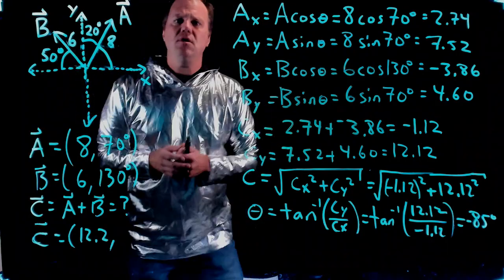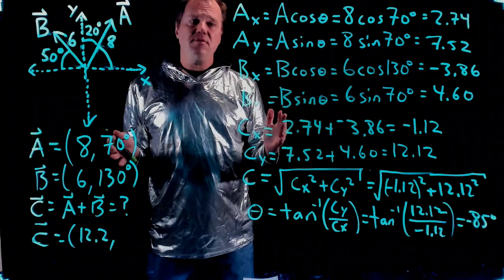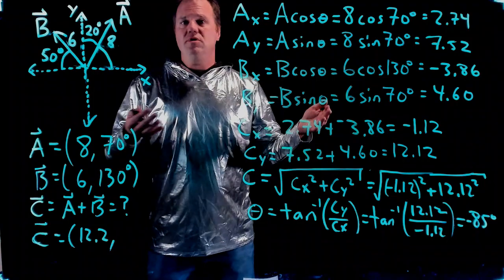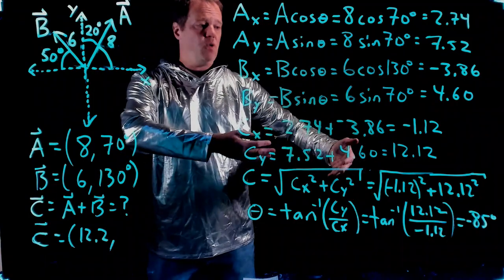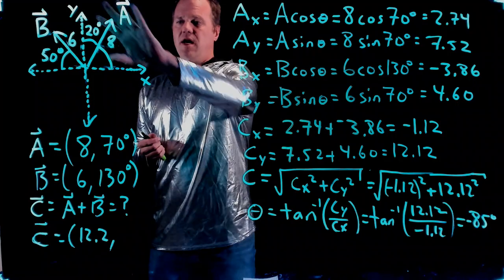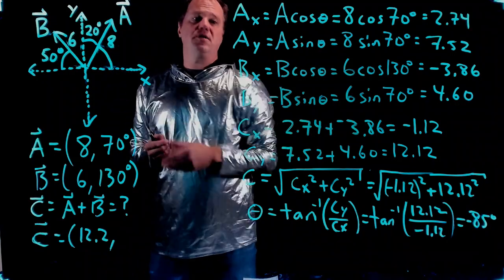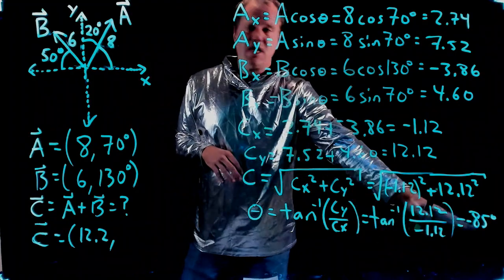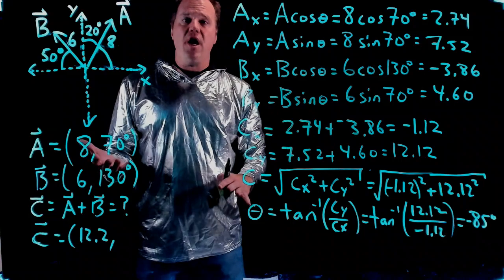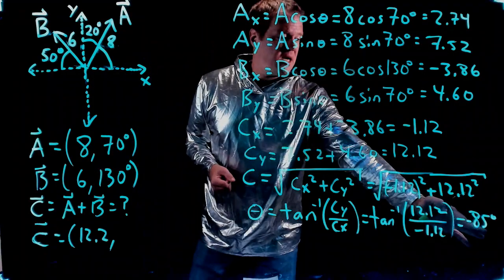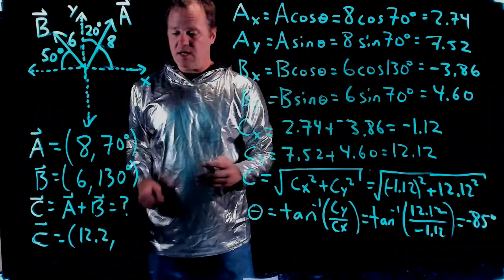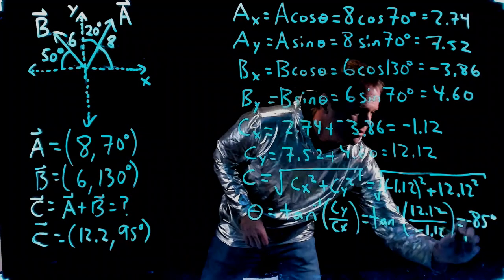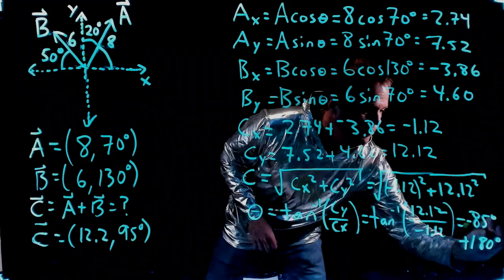So what happens is when you use inverse trig functions, sometimes they give you wrong answers. You're basically telling your calculator, give me an angle whose tangent is this. And it just picks one arbitrarily, and it always picks in this region here with positive x components. So when you have a negative x component, just take what your calculator tells you and add 180 degrees. So I take minus 85, add 180 degrees, and I get 95 degrees.